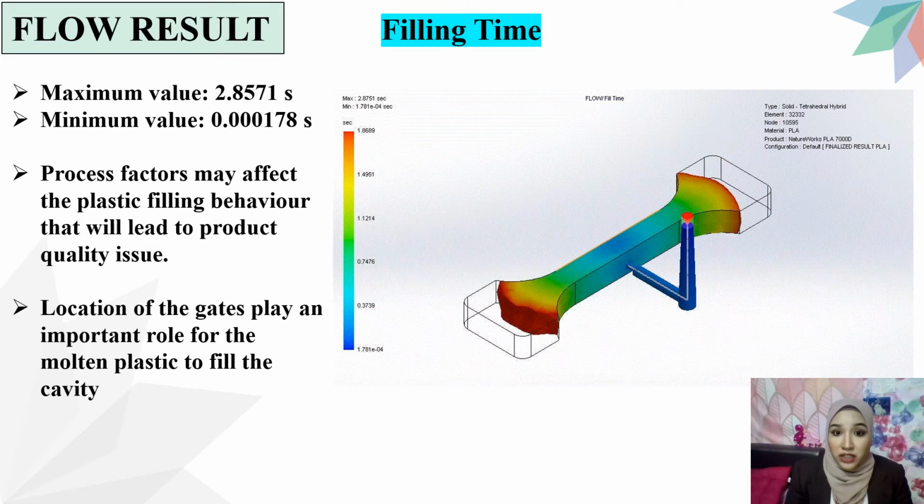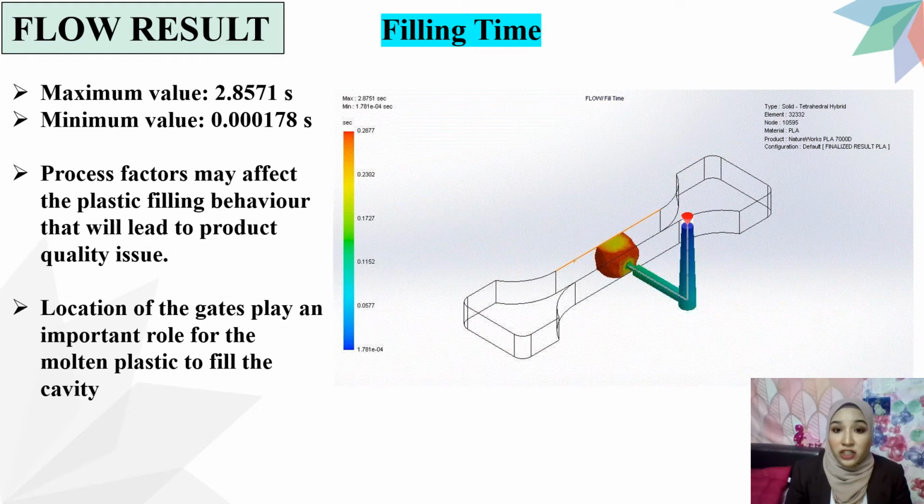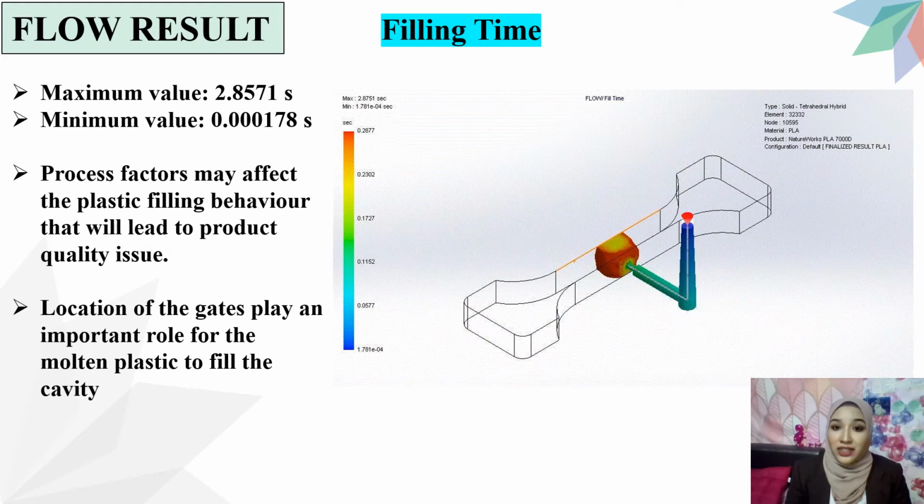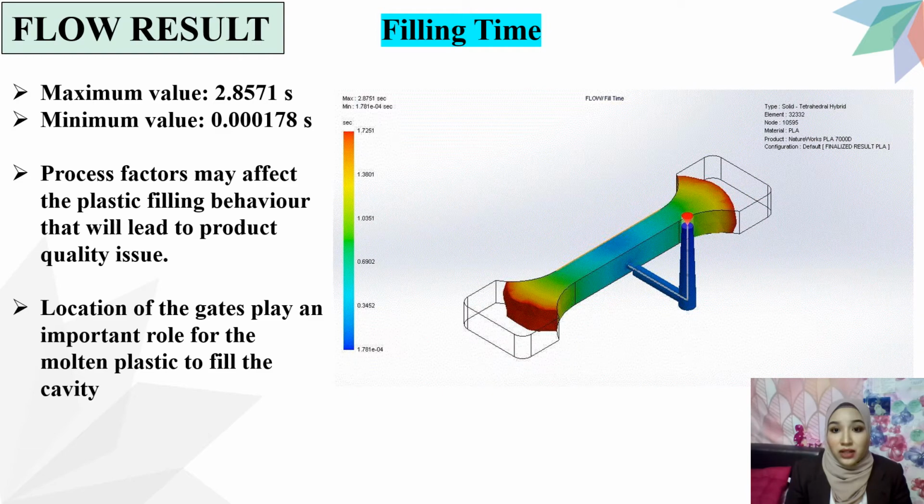Proper injection pressure will influence cavity filling, whether it is filled or not, and prevent shrinkage, void, seam, and short shot issues. Furthermore, the location of the gates plays an important role for the molten plastic to fill the cavity parts, characteristics, and final appearance of the product.